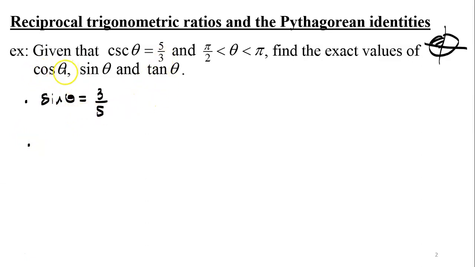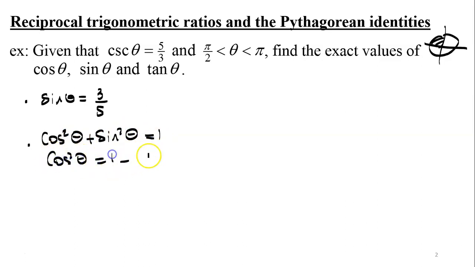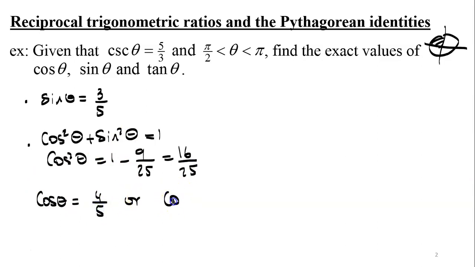Now over here, cosine theta: we can deduce cosine from the Pythagorean identity, the main one, cosine squared plus sine squared equals 1, which leaves me with cosine squared is 1 minus 9 out of 25, which leads me to 16 out of 25. So cosine theta would in fact be 4 over 5, or cosine theta is negative 4 over 5. However, I need to check which one is rejected based on the domain given for theta.